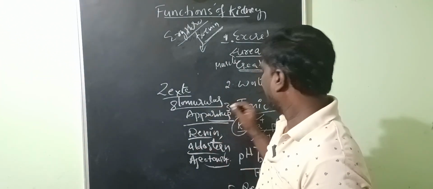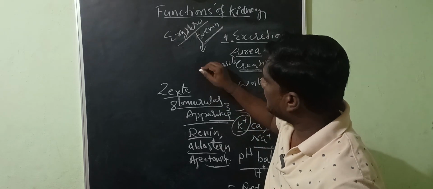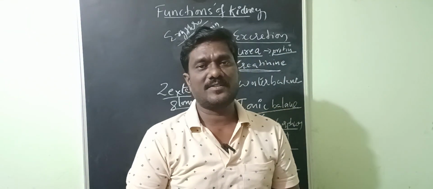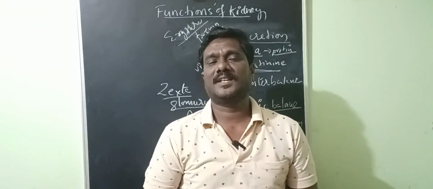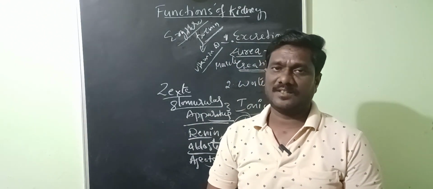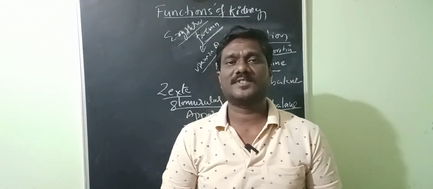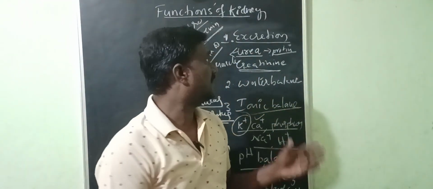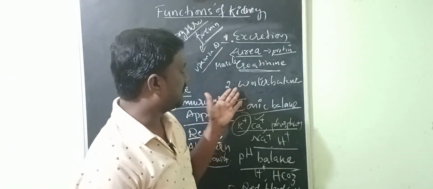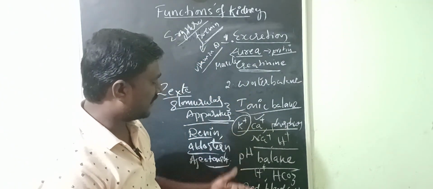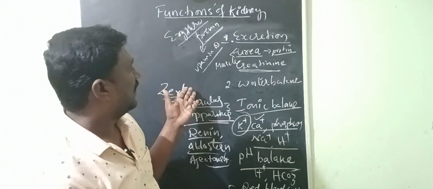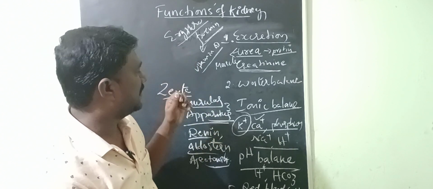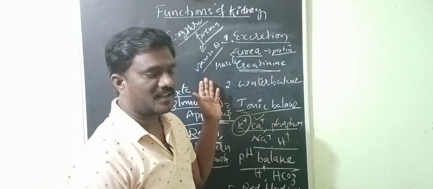Next is the synthesis of vitamin D. The kidneys play a key role in activating vitamin D. Already we know that vitamin D helps in the formation and strengthening of bones. These are the remaining functions of the kidneys. Along with excretion, it maintains the water balance, ionic balance, pH balance, and formation of red blood cells. It acts as an endocrine gland and also activates vitamin D.